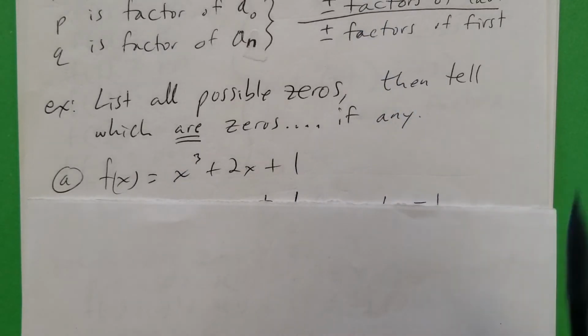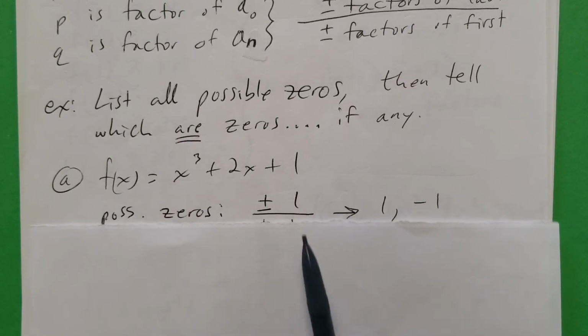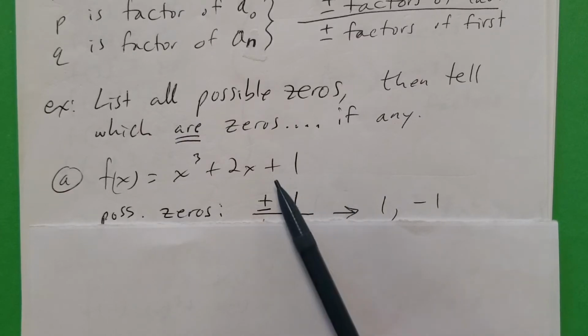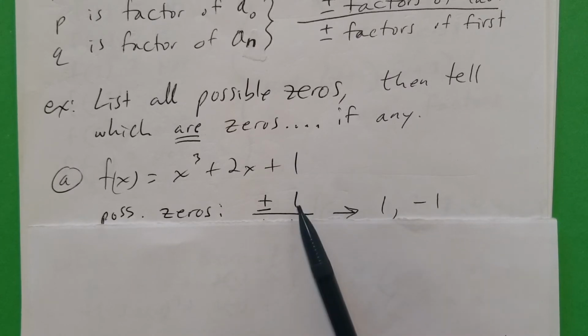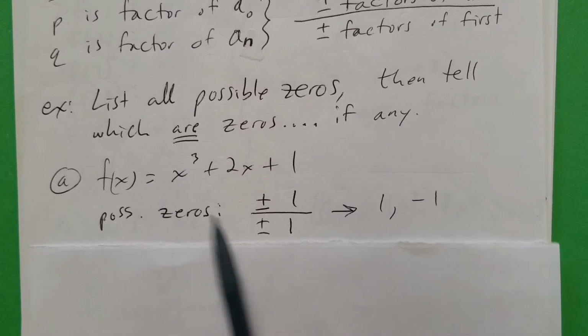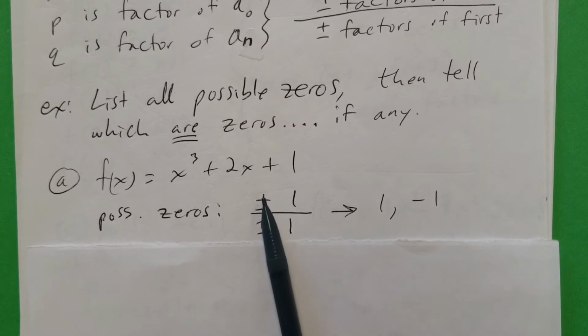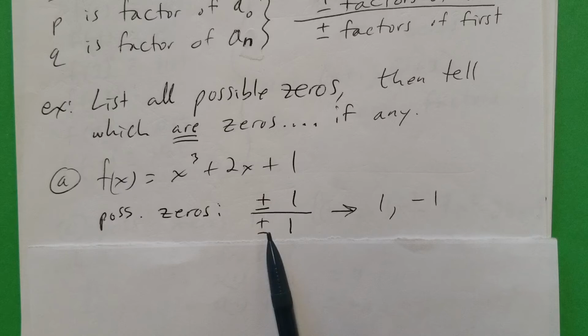So what my theorem says is that the possible zeros are plus and minus, positive, negative, all the factors of the last number. Well, the last number is 1. The only factor of 1 is 1. Okay? Now let's do all the possible factors of the first number, which is 1. Again, there's only one factor of 1, 1.